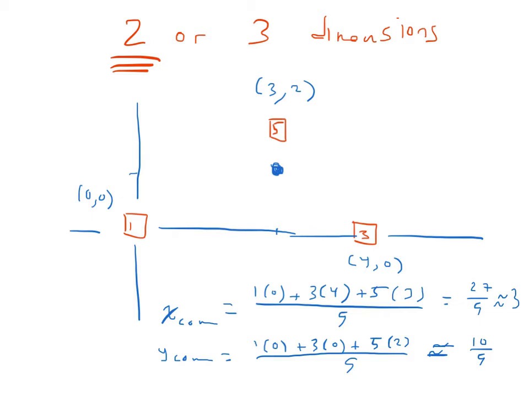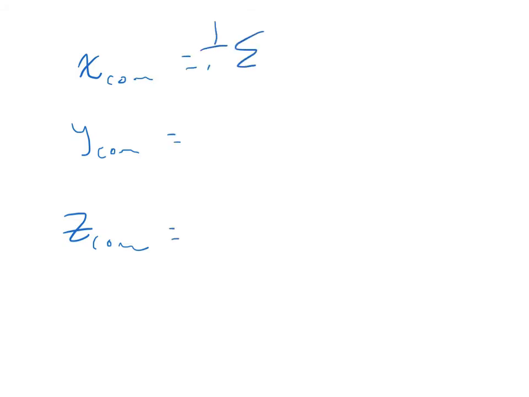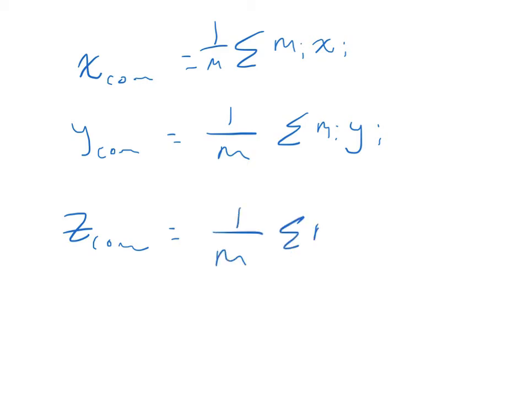So the way we can think about that is that our x center of mass, y center of mass, z center of mass equals the sum, well, 1 over the total mass, the sum of all the masses times the x positions. And the y would be 1 over the mass, the sum of all the masses times the y positions. And the z we could write as follows.